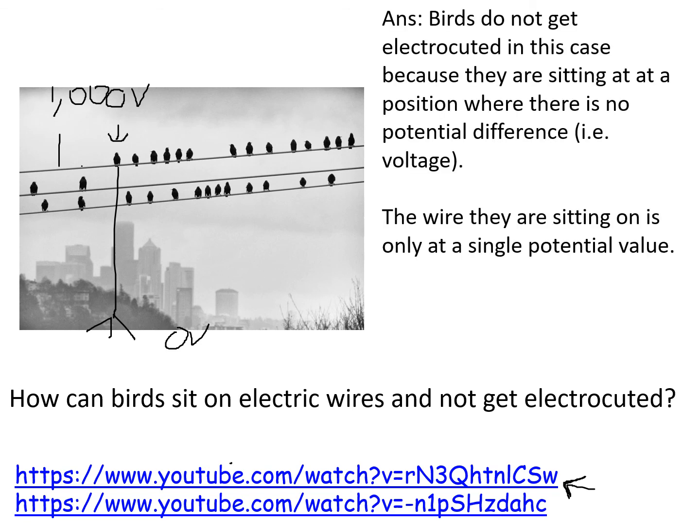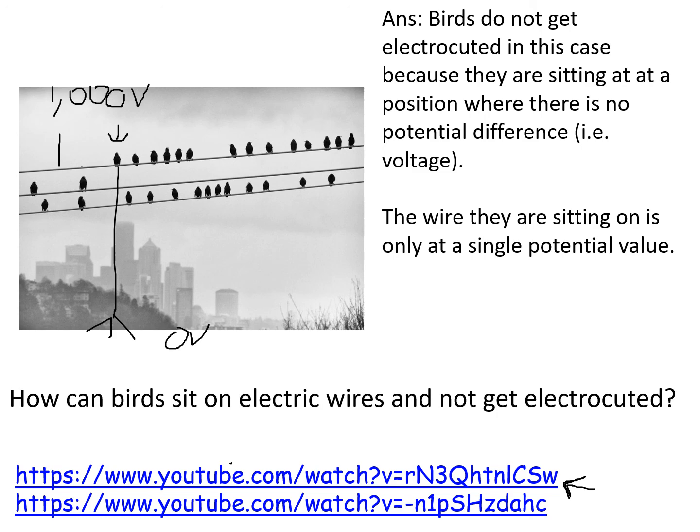Okay, and just to give you the answer, birds do not get electrocuted in this case because they're sitting at a position where there's no potential difference. The wire they're sitting on is only at a single potential value, so if you subtract that value from itself, you get 0, hence 0 potential difference.